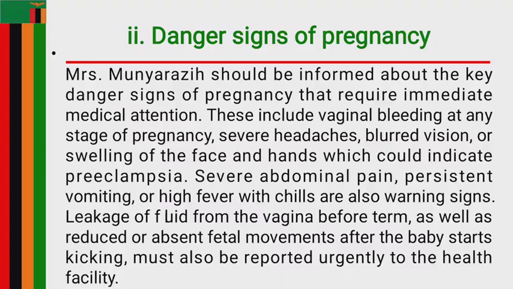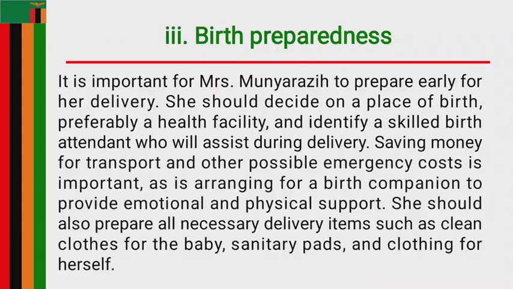Apart from that, observe for any severe abdominal pain, persistent vomiting, or even high fever, which are also included as warning signs. You can also encourage the pregnant woman to observe any leakage of fluids from the vagina before term, as well as any reduced or absent fetal movement after the baby starts kicking. And she must also report this urgently to the nearest health facility.